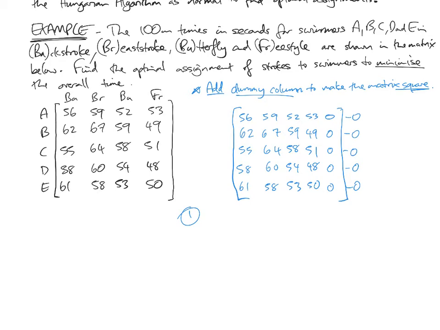Step 2 is the columns this time, but because we did a dummy column, doing step 2 of the Hungarian algorithm will actually cause some changes. The smallest value in column 1 is 55, so minus 55 from these. Smallest in column 2 is 58, so minus 58. Smallest in column 3 is 52, so minus that. Smallest in column 4 is 48, so minus that, and minus 0 from column 5.